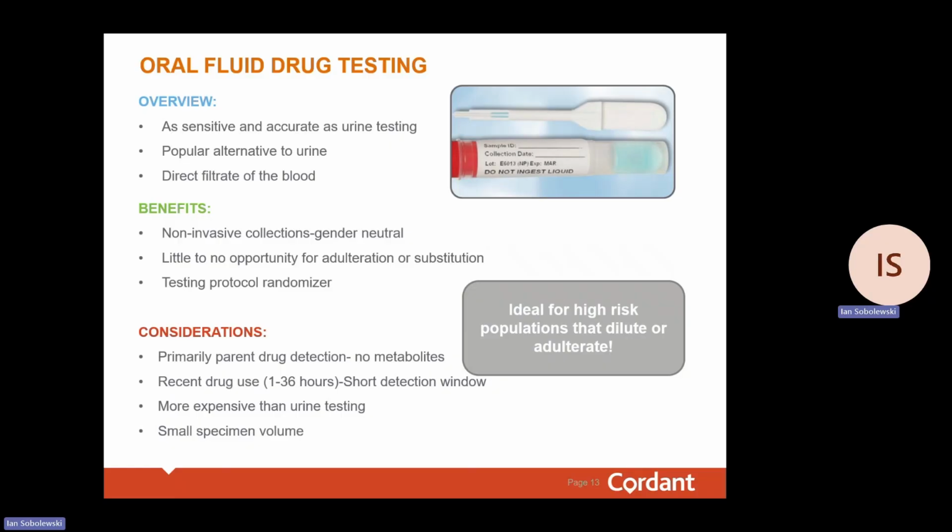Now, some special considerations is that it primarily detects parent drugs, not so much metabolites. We'll take a look at why that is in the next slide. It's typically more expensive than urine testing, and we are working with a smaller volume of specimens. So there can be a concern of running out if there's a lot of additional testing or confirmations that need to be done.